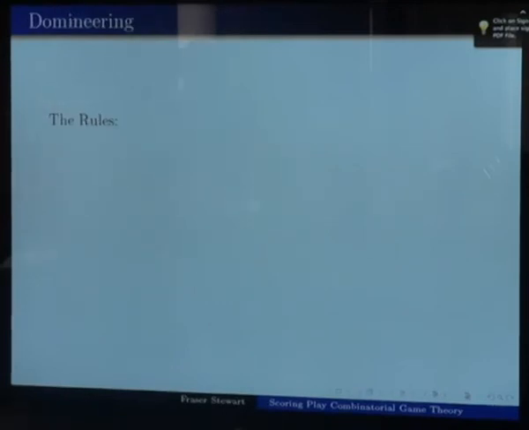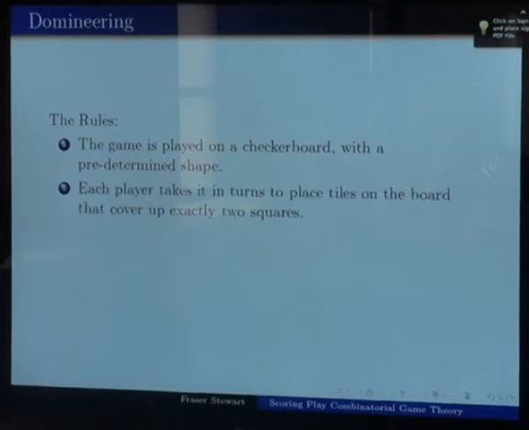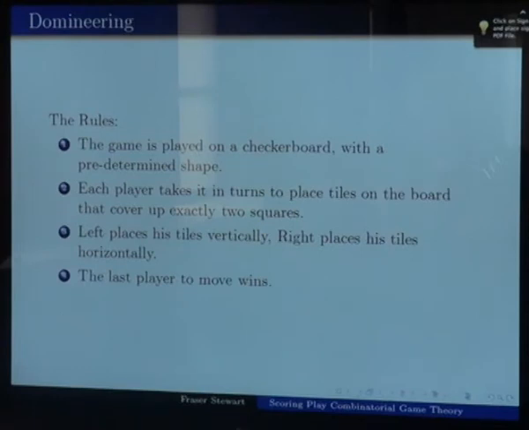A typical combinatorial game that we study is called domineering. The rules are like this. First of all, the game is played on a checkerboard with some predetermined shape. It doesn't have to be square or rectangular, it can be any old shape you like. Players take turns placing tiles on the board. These are usually domino pieces, which is why it's called domineering, and each tile must cover exactly two squares. Left places tiles vertically, Right places tiles horizontally, and the last player to move is the winner.